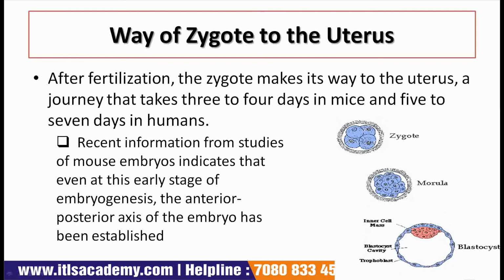We are going to see the way of zygote to the uterus. What does this line mean? The formed zygote will start to travel and this further goes for the implantation. Implantation is the process of attachment of this zygote with the uterine wall. So, the process of traveling to the uterine wall is known as way. So, we will see the way of zygote to the uterus.